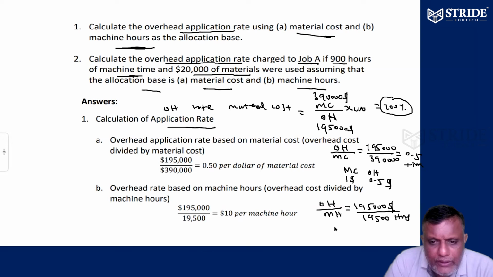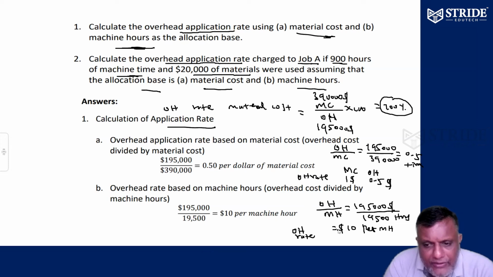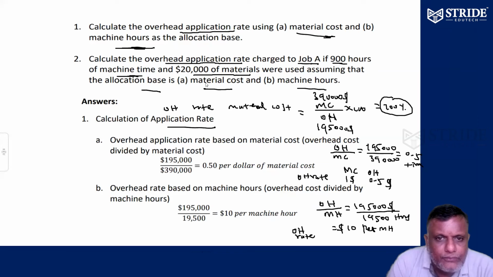So for 1 hour, what is the overhead? $10. That's it. So per machine hour, it's called the overhead rate. Here also it is an overhead rate, whether in terms of times or percentage. So per machine hour it is $10, and $1 of material cost means $0.5 overhead. Okay. So the first question is over. The allocation base, I fixed it.